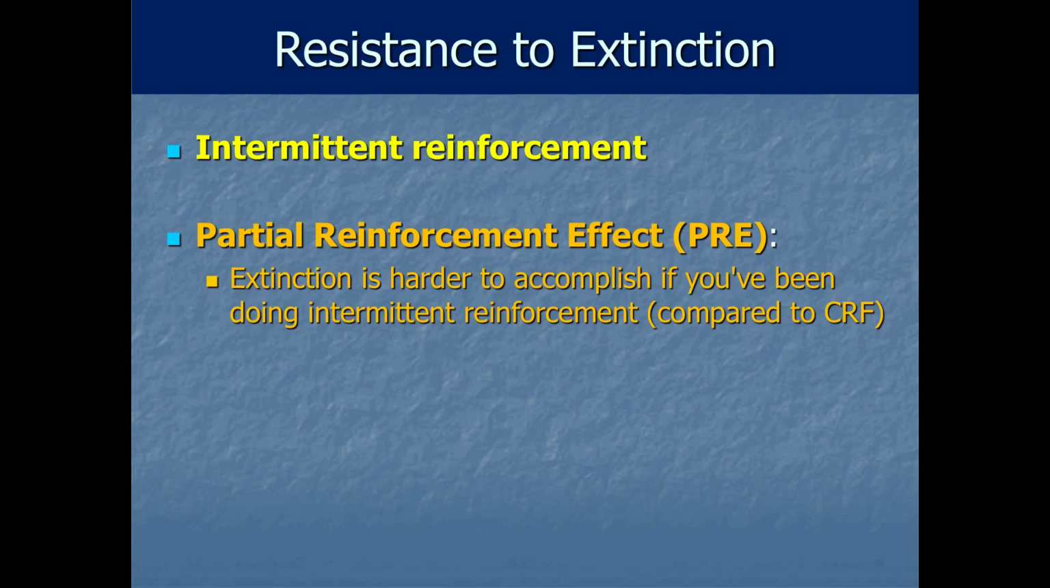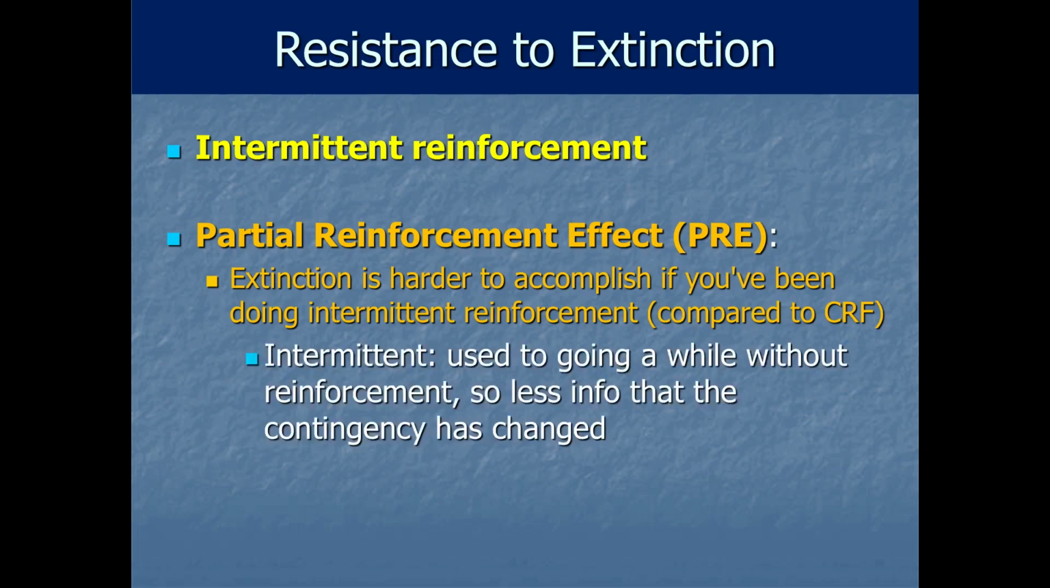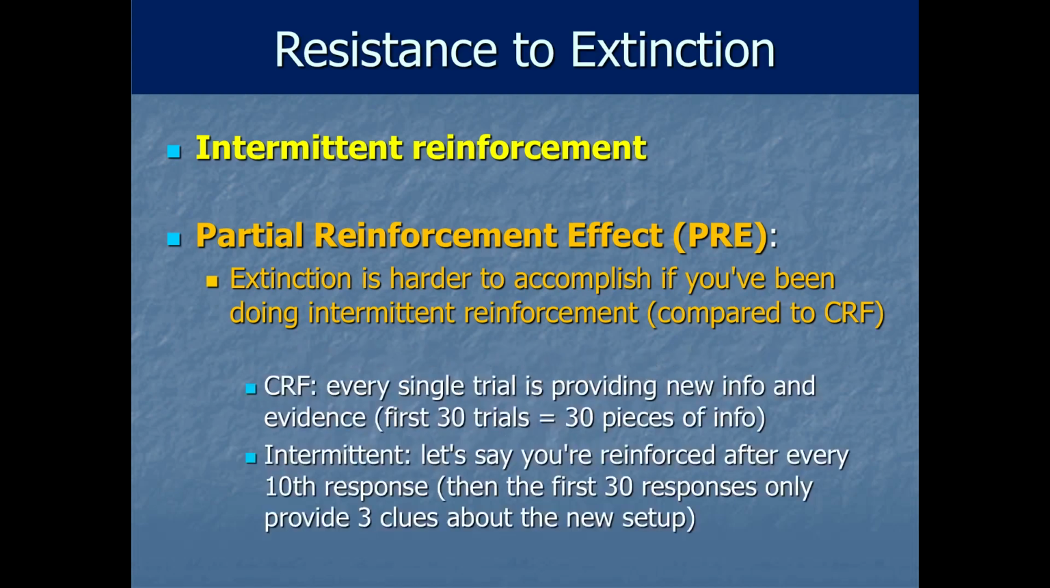On an intermittent schedule, the creature is used to going a little while without reinforcement. So there's less obvious information that the contingency has changed to extinction. In other words, it's harder to discriminate the original contingency versus this new extinction setup. It's harder to tell those setups apart, so it takes longer to catch on, and that's why we see the behavior continue even when we stop reinforcing it.